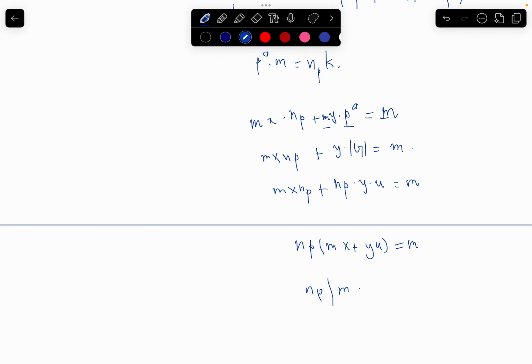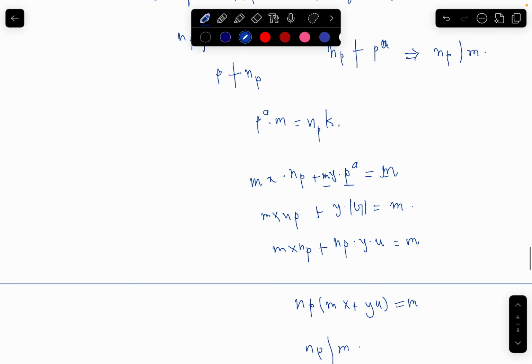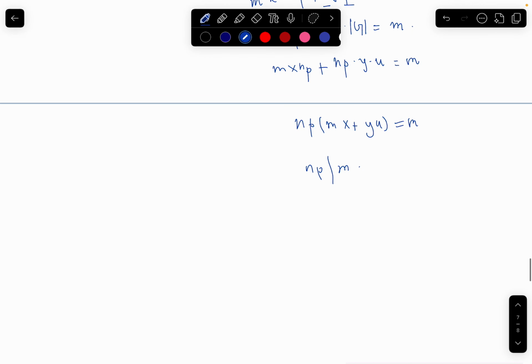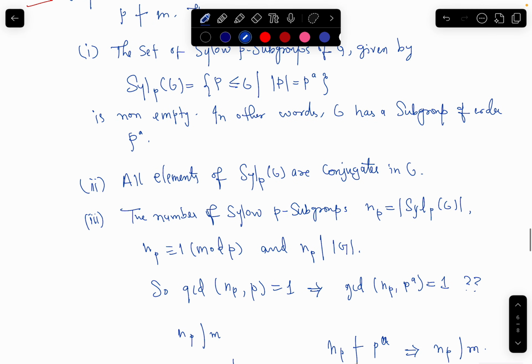So this is a deduction from the third theorem. The first one is called Sylow's first theorem, and the second one is called Sylow's second theorem. The third is naturally Sylow's third theorem.